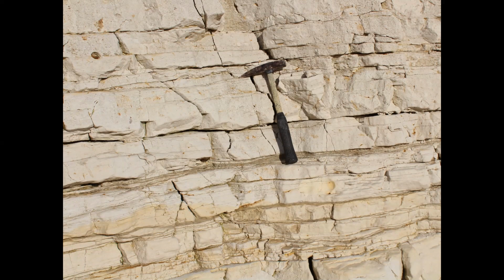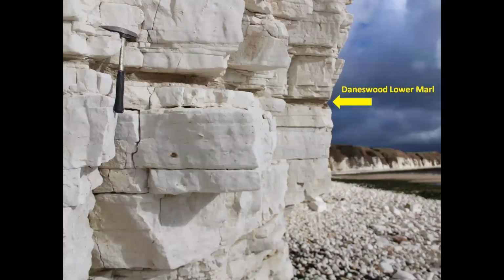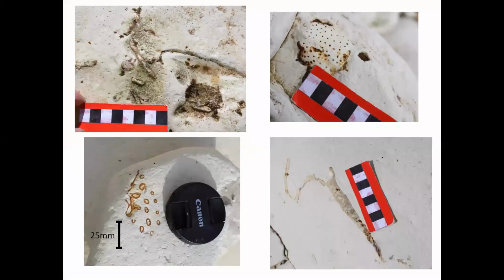One such band is the 9 centimetre thick Daneswood lower marl, which is about 6 metres above the base of the lingua zone. And soon we begin to notice in both the cliff sections, but perhaps more easily in the exposed reefs of the wave-cut platform, sponge impressions and 3-dimensional sponge fossils.